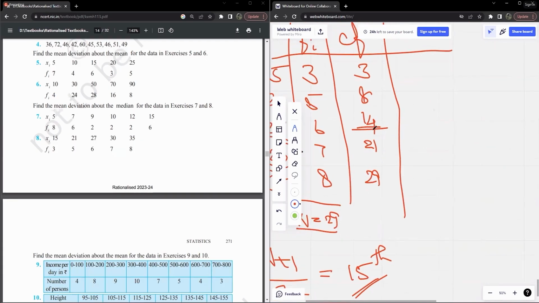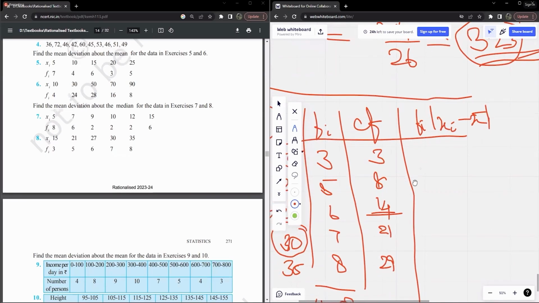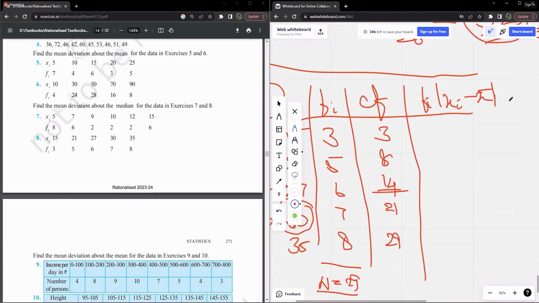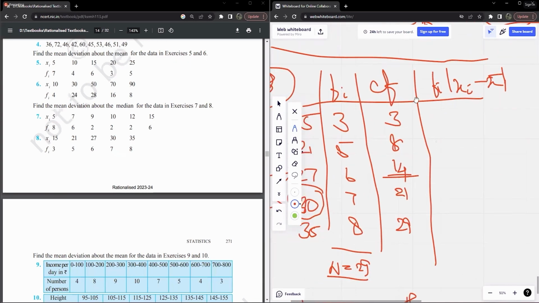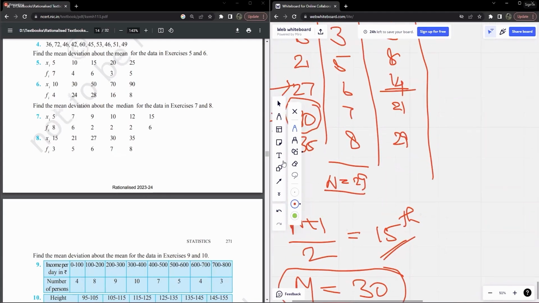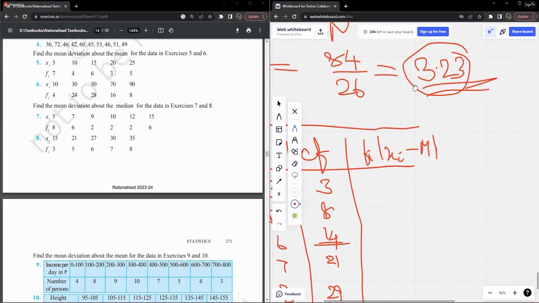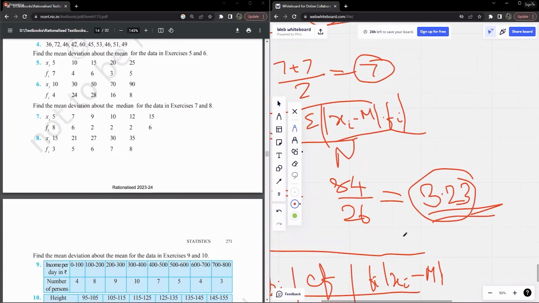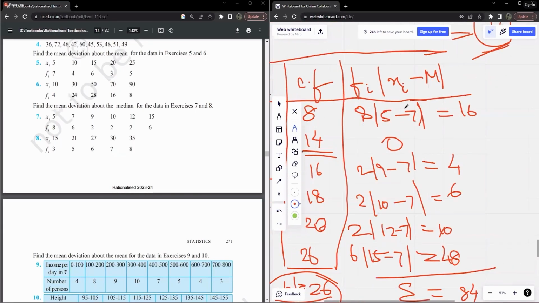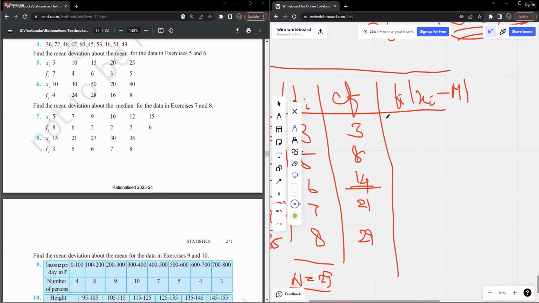Therefore, I'll then find the column of fi times mod of xi minus M. This time I'll not write the expanded form. You have to note that... wait a minute, this is not x bar. I'm very sorry. This is capital M. This is capital M, right?